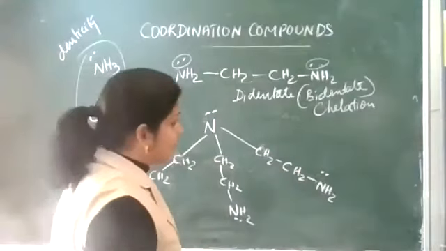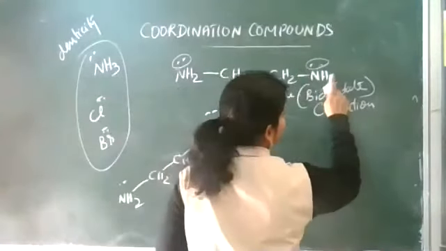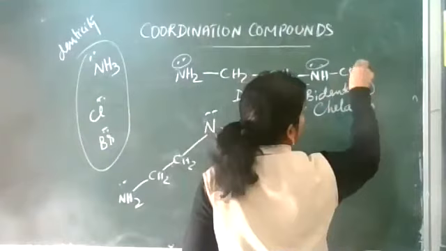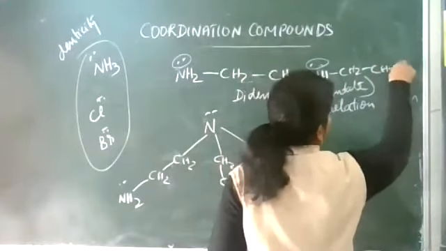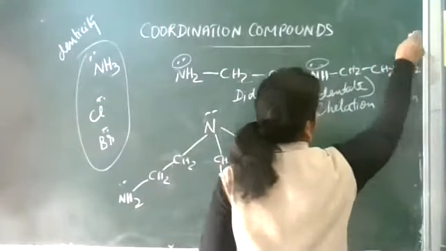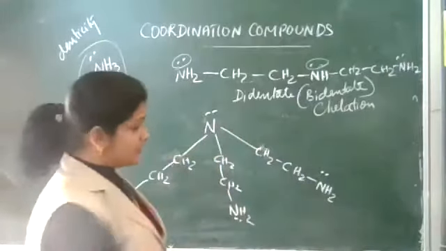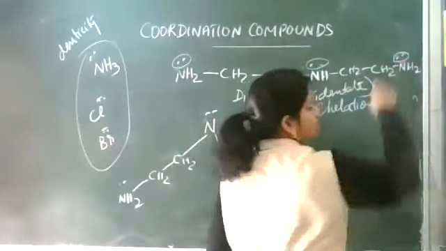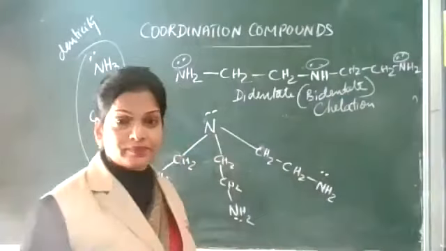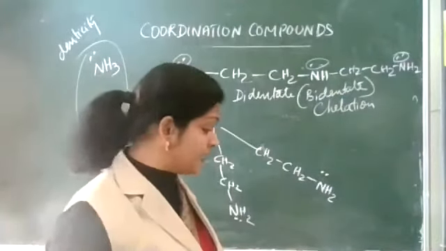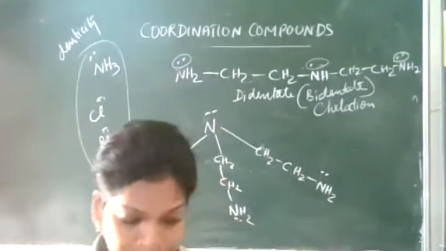Now, how can we make it tridentate again? Here it is CH2, CH2, NH2. This is tridentate: 1, 2, 3. This is a tridentate ligand.